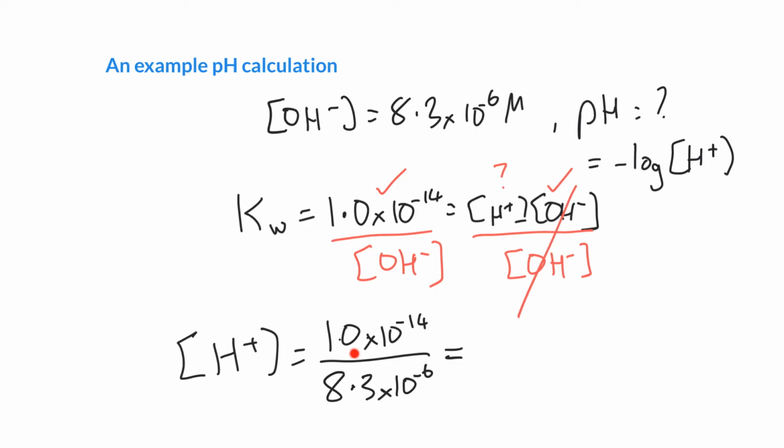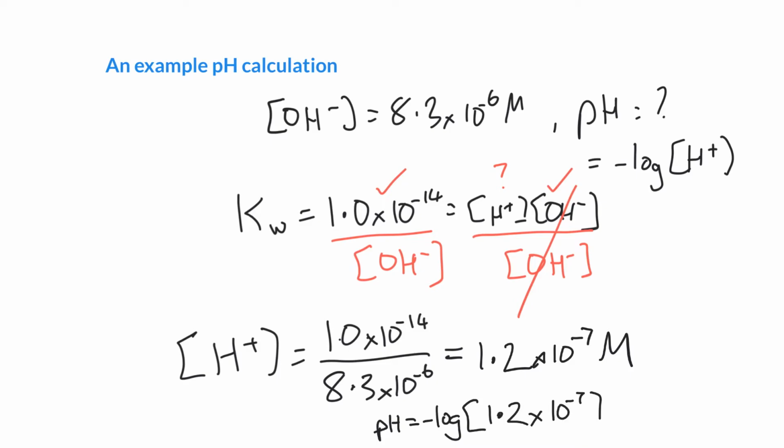Significant figures, we have 2 and 2, so our final answer is only going to be good to 2. So that gives us 1.2 times 10 to the minus 7. And it's a concentration, so moles per liter, or capital M. And then we want to find the pH. The pH is the negative logarithm of the H plus concentration. So now we've solved for it, 1.2 times 10 to the minus 7. We can't take the logarithm of anything with units, so we just leave the units off by convention.